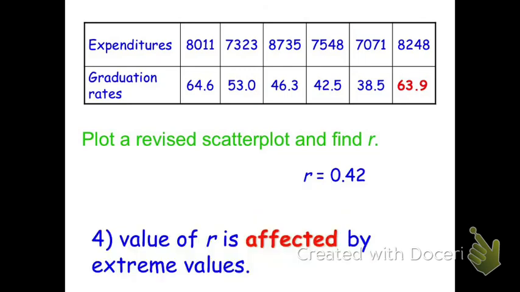Wrong. I will say that the value of R is affected by extreme values, so that means that it is not resistant. See, the other one was resistant. The median is resistant. The IQR is resistant. R is not resistant.